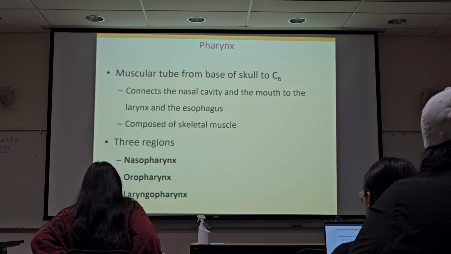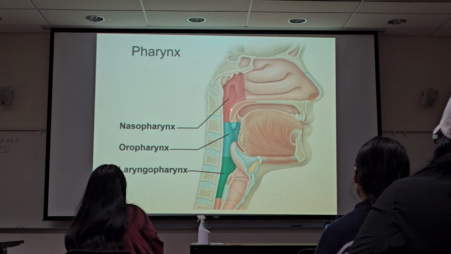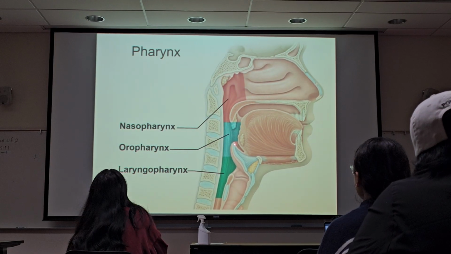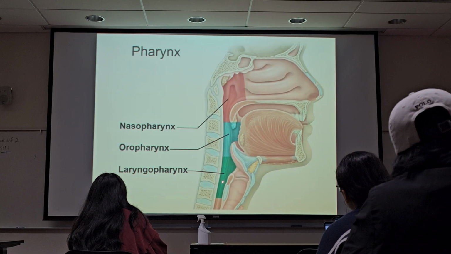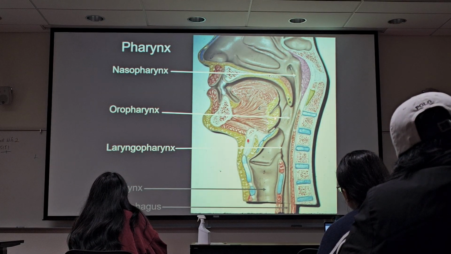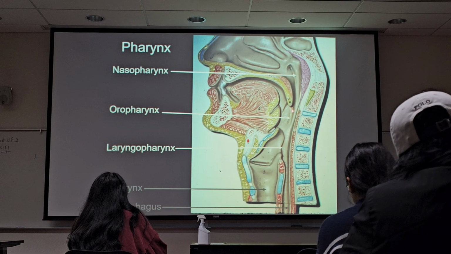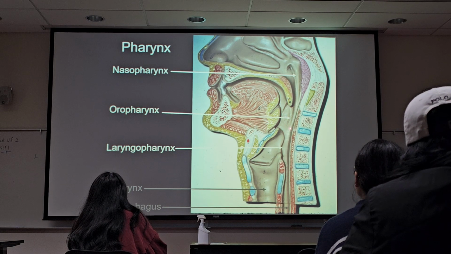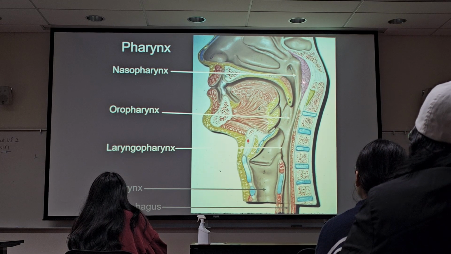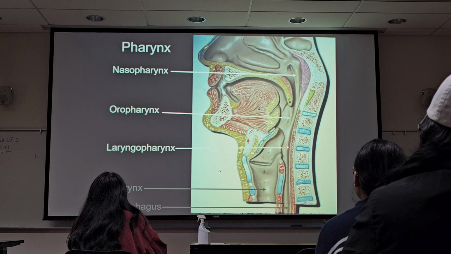The pharynx has three regions. Behind the nasal cavity is the nasopharynx. Behind the oral cavity is the oropharynx. And behind the larynx is the laryngopharynx. We'll see this on our model, and we'll have to be able to determine that if a sticky is here, that's the nasopharynx, and then the oropharynx, laryngopharynx. They can either lead us into the larynx or the esophagus.